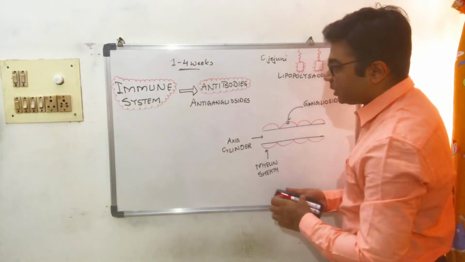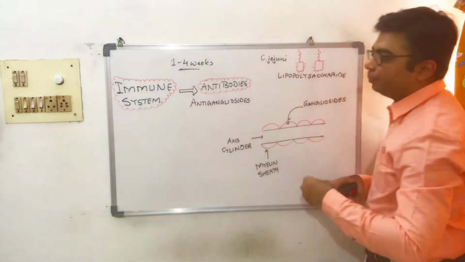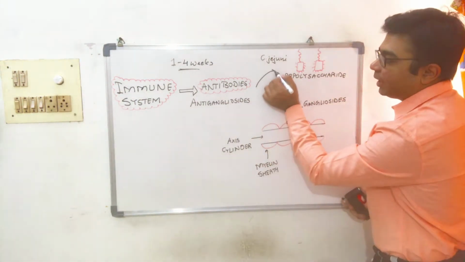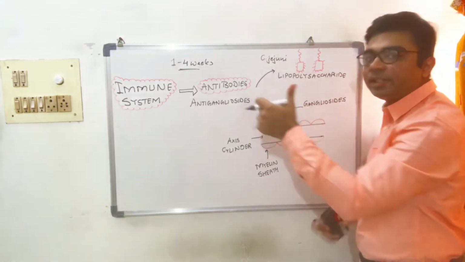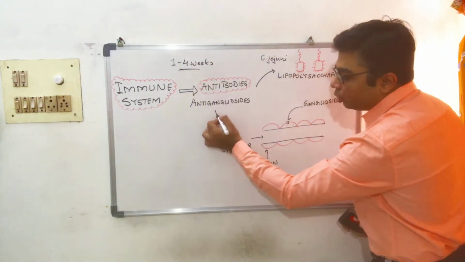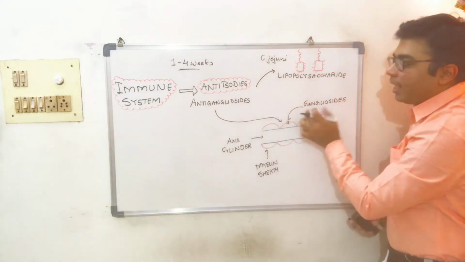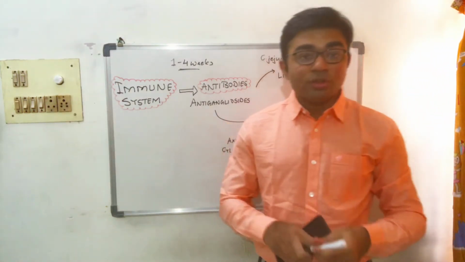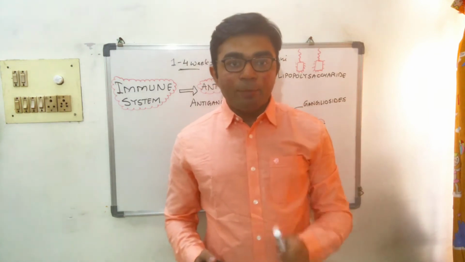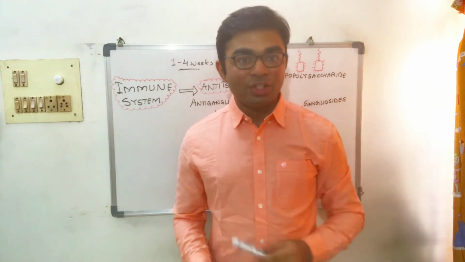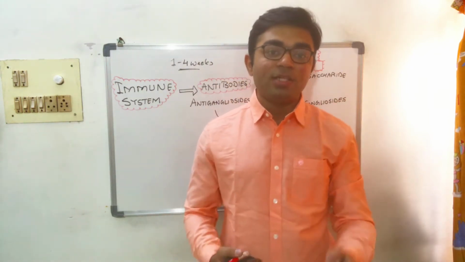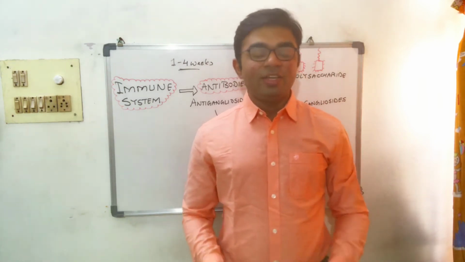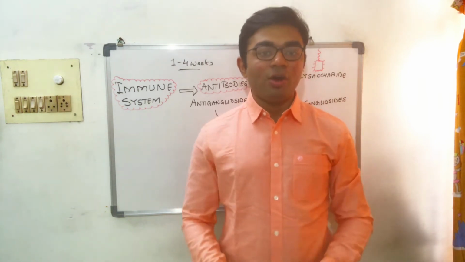So the antibodies formed by our immune system target the lipopolysaccharide of the Campylobacter jejuni, that is good, but they also target the gangliosides present over the myelin sheath. So it causes abnormality in the myelin sheath and the conduction of impulse becomes altered. So that was the pathophysiology of GBS.